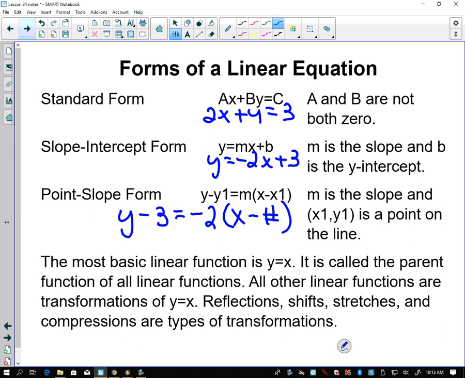Okay, that's what we call a parent function, the most basic form of a type of equation. Everything else manipulates that basic equation. All other linear functions are transformations of that equation, y equals x. Reflections, shifts, stretches, compressions are all types of transformations. The fact that it has a y-intercept that's anywhere other than 0 is us manipulating y equals x, adding or subtracting from y equals x. Giving a coefficient in front of x is either compressing or stretching y equals x. Does that make sense? Maybe not yet.